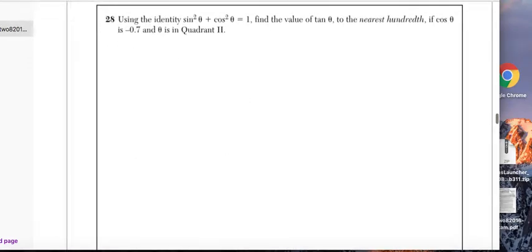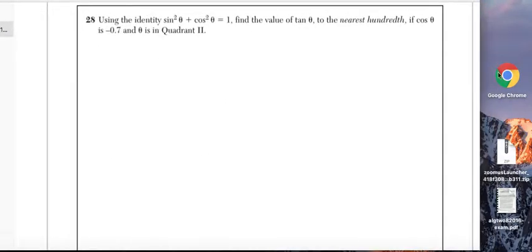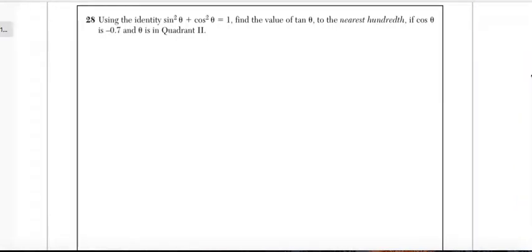And I'm still going to keep myself minimized because I don't want to block anything. Okay, so using the identity sine squared of theta, that's the same as saying the sine of theta being squared, plus cosine squared theta equals 1. Find the value of tangent theta to the nearest hundredth. That's to 2 decimal places. If cosine theta is -0.7 and theta is in quadrant 2.